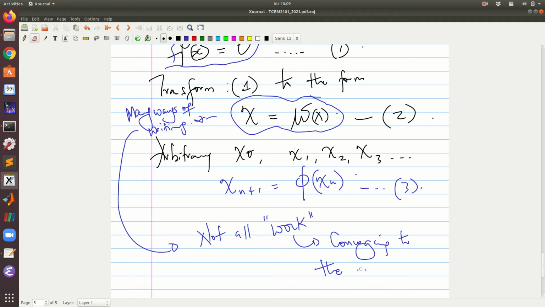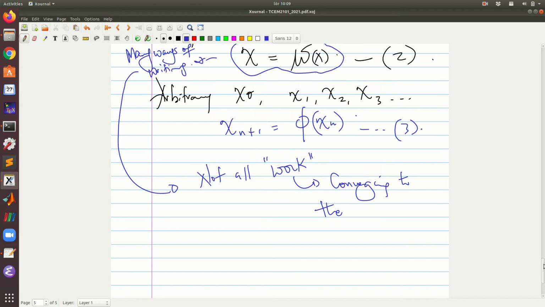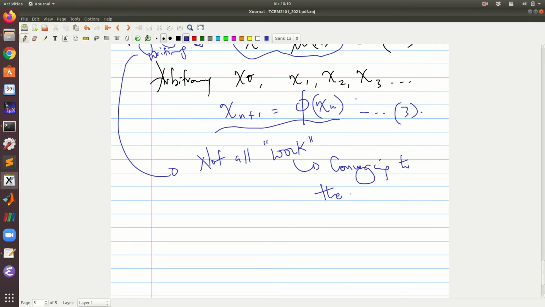Remember these are just approximate solutions. However, we have to get solutions which approach the true solution. So not all these forms are going to lead to a scheme xn plus 1 equals phi of xn which is going to converge to the solution.